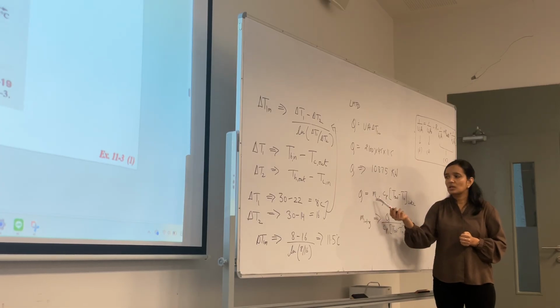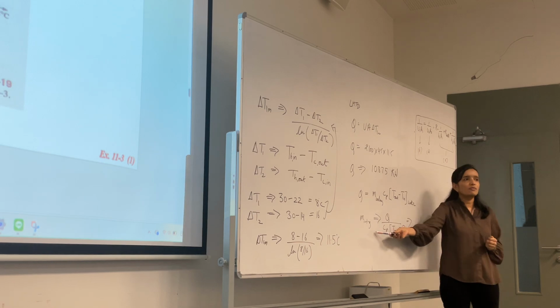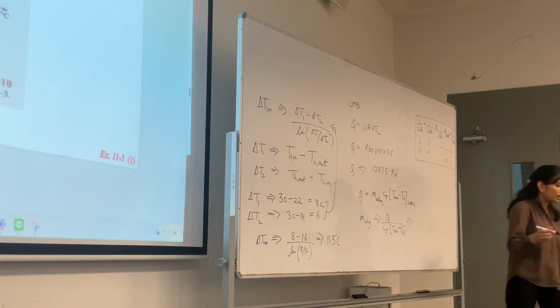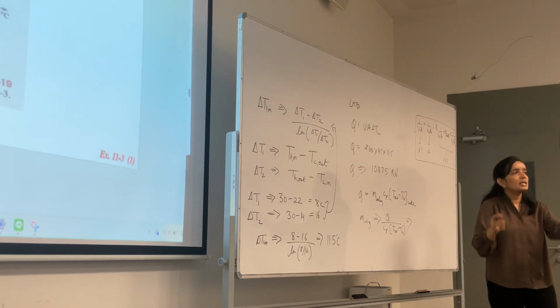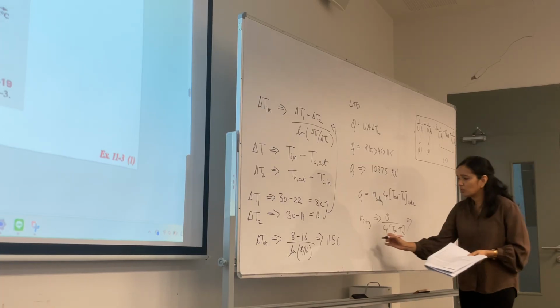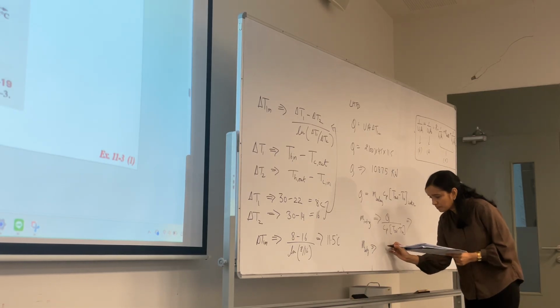At constant pressure, m into C, T out minus T in. They are asking mass flow rate for the water only. So T out is water out, T in is water in. Both are for water. So you can calculate mass flow rate from here. This chapter is actually a combination of all the chapters that you have studied. So you know all the formulas, but you just have to revise.